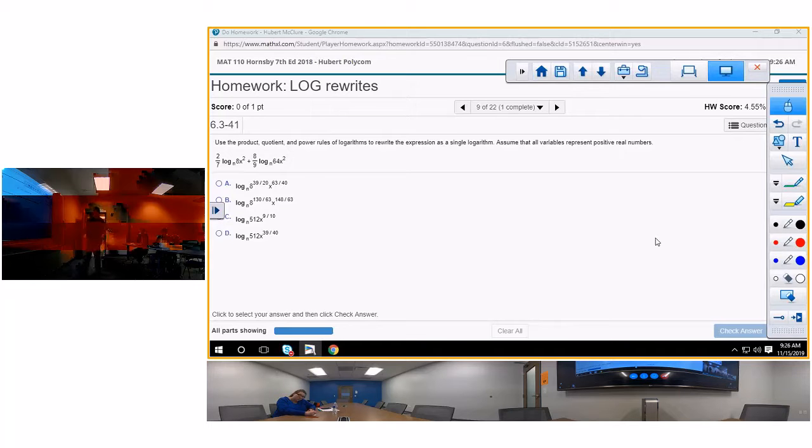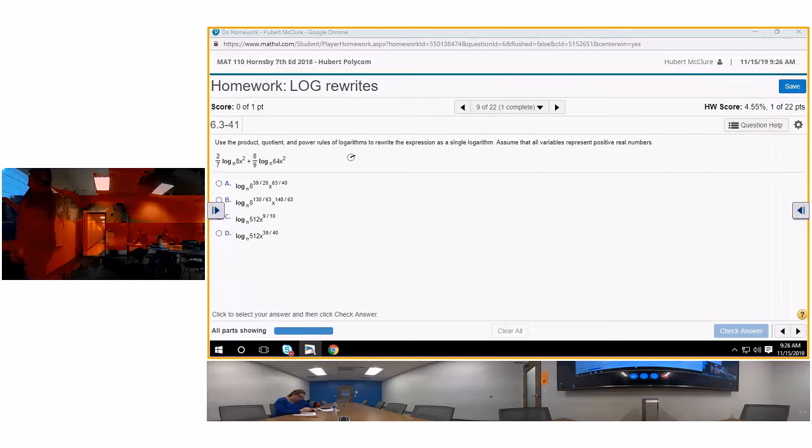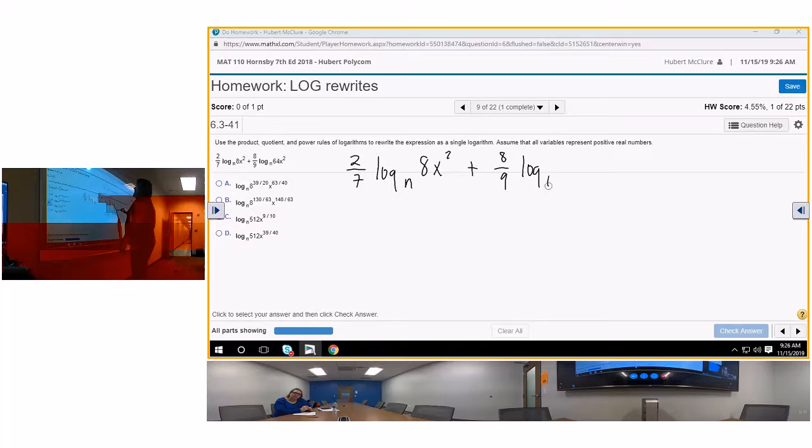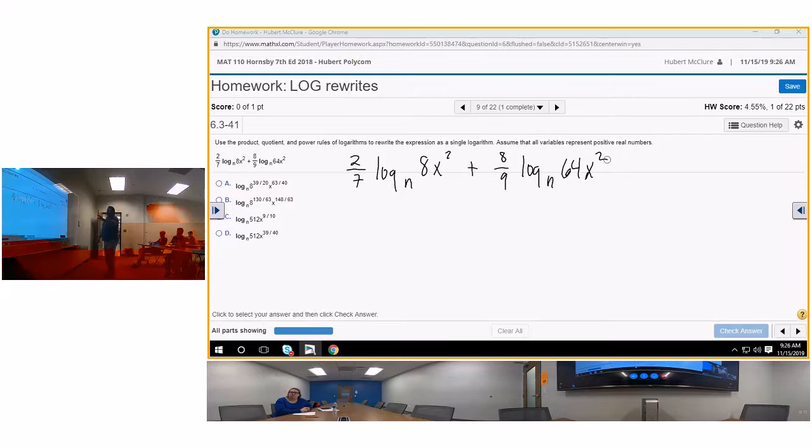So this is 2/7 log base n of 8x squared plus 8/9 log base n of 64x squared. Now notice that the 64 is not squared. Only the x is squared. If it was the whole thing squared, it would be in what? Parentheses. Right, Pendleton? Yes, sir.